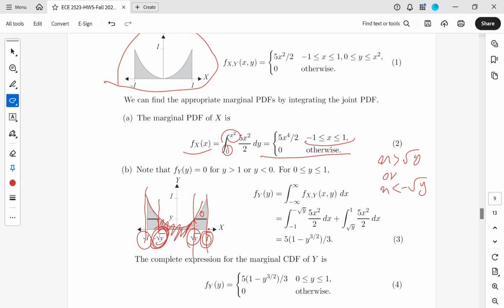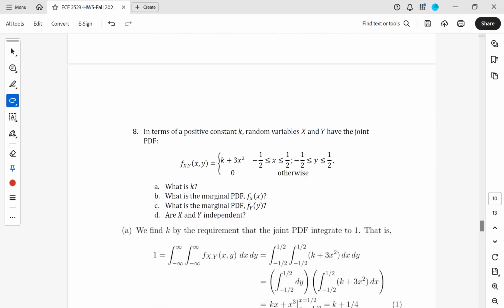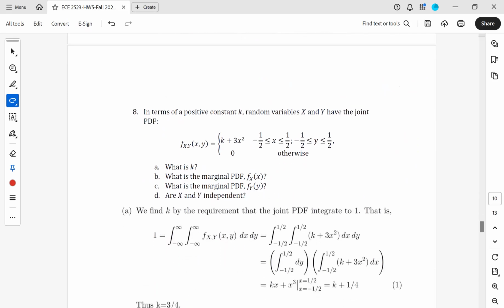Is that clear? So now we have our integral, and because we have two separate intervals, we basically have two integrals. We do the integral over x and we have our marginal PDF for y. Is that clear? Any question regarding that? No? Okay, so let's move to question 8.